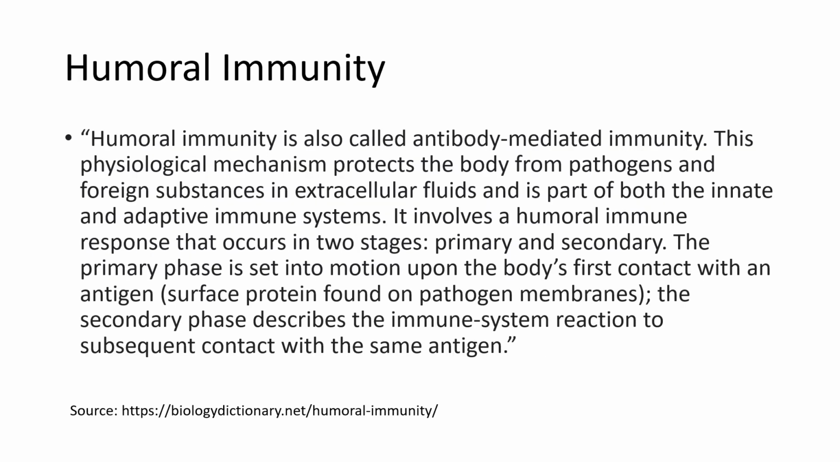Humoral immunity. Humoral immunity is also called antibody-mediated immunity. This physiological mechanism protects the body from pathogens and foreign substances in extracellular fluids and is part of both the innate and adaptive immune systems. It involves a humoral immune response that occurs in two stages, primary and secondary. The primary phase is set into motion upon the body's first contact with an antigen, a surface protein found on a pathogen membrane, for example. The secondary phase describes the immune system reaction to subsequent contact with the same antigen.